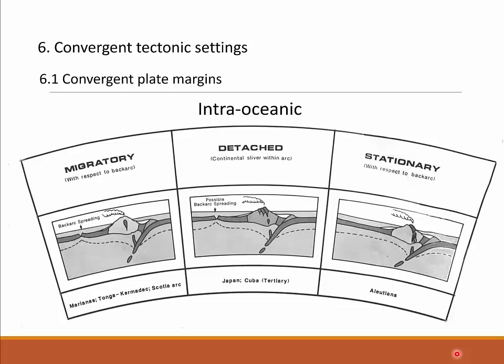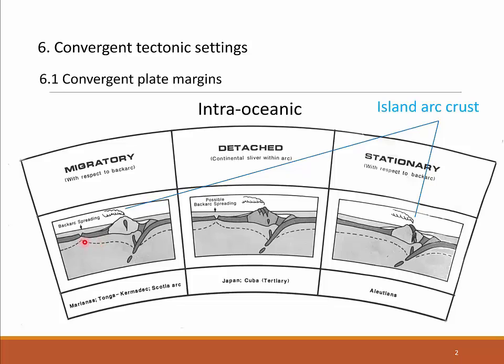The intraoceanic settings that we see here can be subdivided into migratory, detached and stationary settings, and the migratory and the stationary setting have in common that an island arc is formed by intraoceanic subduction, and here we see volcanic arcs, island chains forming from differentiated mantle magma that rises to the surface from the top of a subduction zone. The difference between the migratory and the stationary arcs are the tectonics in the back arc.